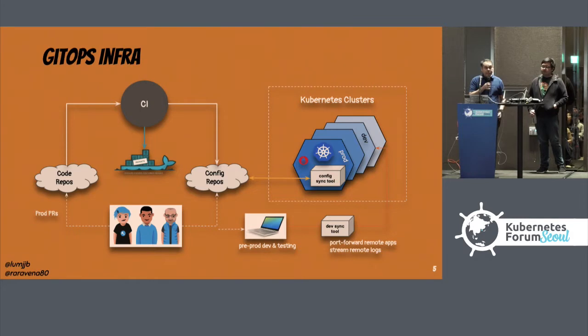This is what a GitOps infrastructure looks like. So on the left side, you have developers and cluster operators. And developers usually commit code to code repositories. And that actually kicks off a CI process that builds a container image and publishes that to a container registry.